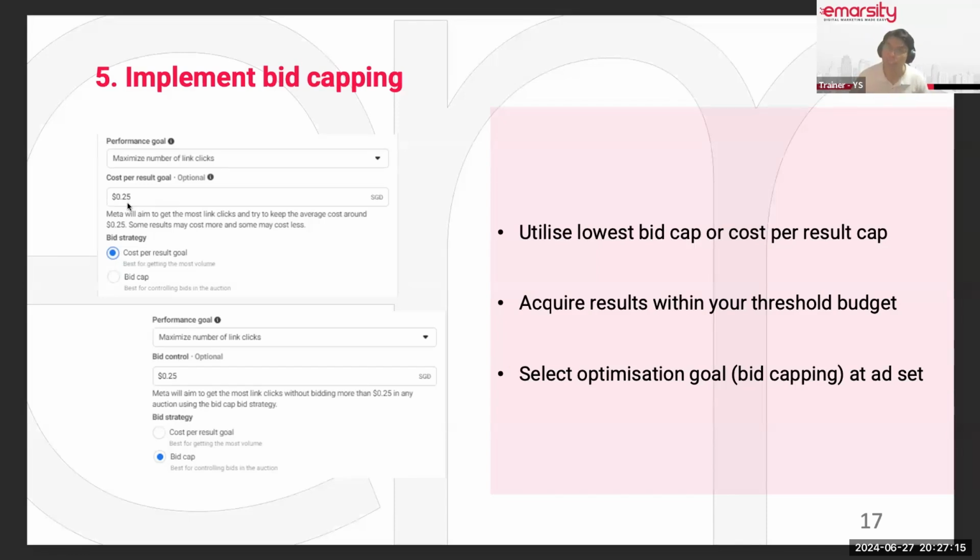Okay, of course, this has to be realistic. If you know that traditionally your click to your website is say 20 cent, 30 cent, 40 cent, it's fine that you bid 25 cent or try 15 cent. Do not try to bid for 0.01 cent. Then you are not being competitive at all. Okay, so utilize this feature.